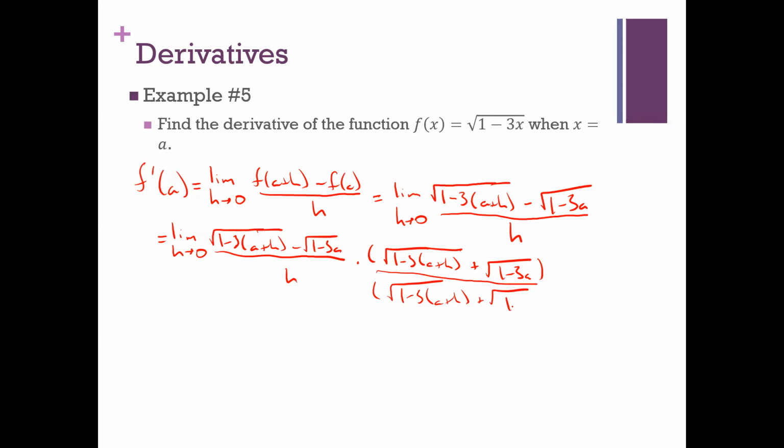All right, pretty nasty looking. So what did that do for us? Anything? The square roots are gone, where? On the top, right? So hopefully that helps. The reason I use the conjugate is because I know when I FOIL those things out, I'm going to lose the middle terms. So the first term squared is just going to be 1 minus 3 times a plus h, minus 1 minus 3a, all over h times the conjugate we brought in.